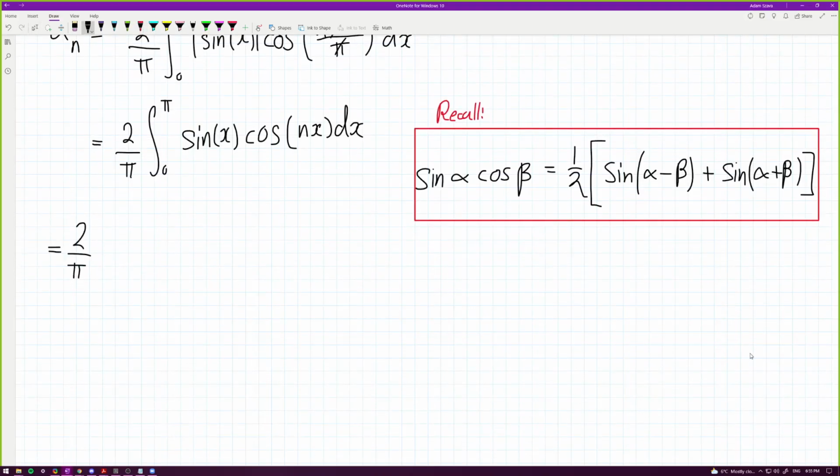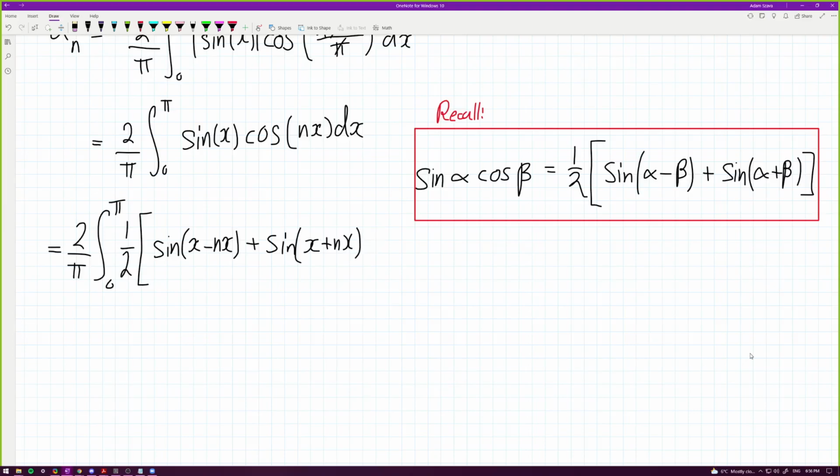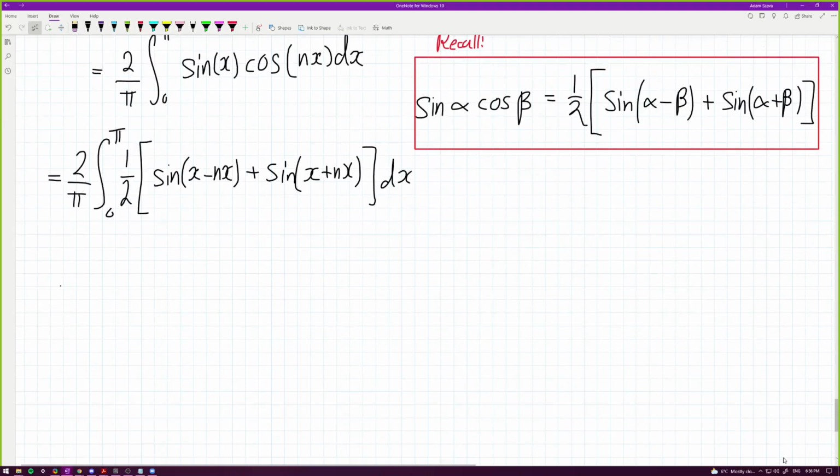This is 2 over pi integral 0 to pi of, okay, so it's going to be 1/2, right? And then times sine x minus nx plus sine x plus nx, close the bracket dx, right? Okay, now this integral can simplify a little bit here. So it's going to be 1 over pi, right? Because the 2 and the 2 cancel there. Let's write that out here. 2 and the 2 cancel.